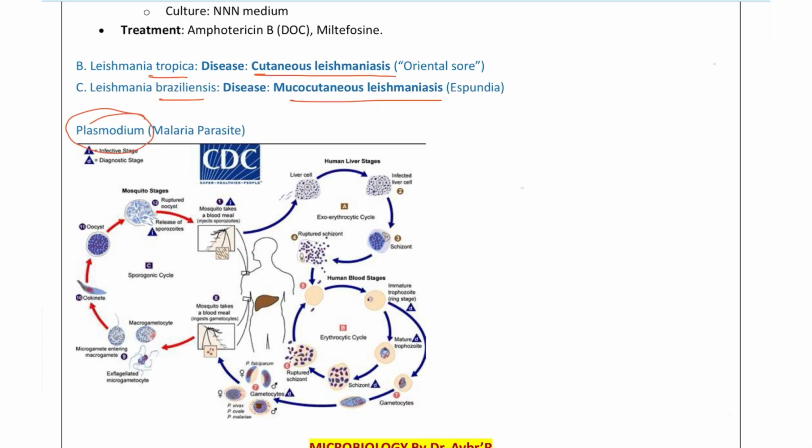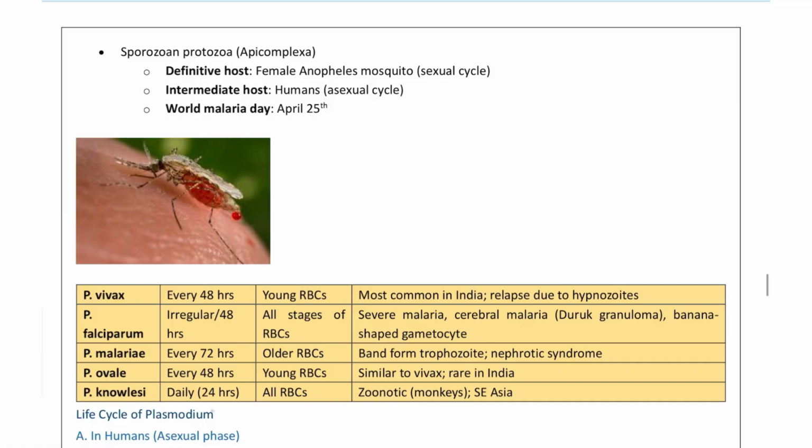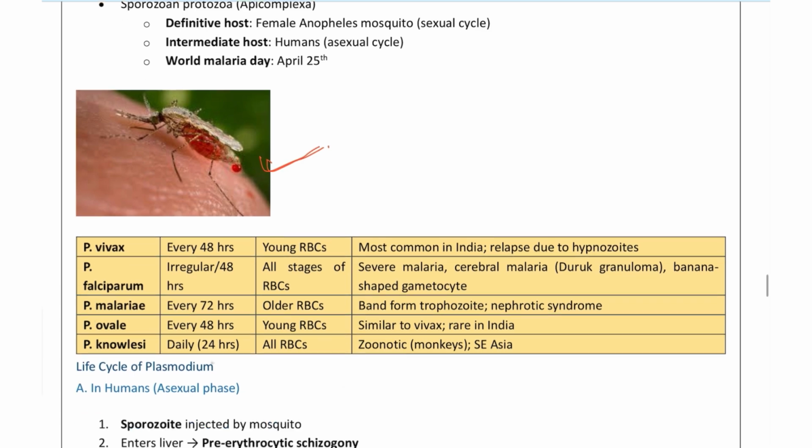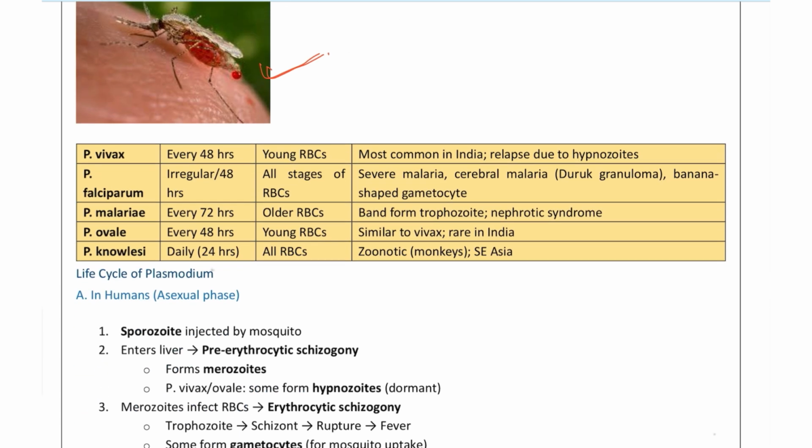Next, coming to the Plasmodium, the malaria parasite. You all know the most common vector is the Anopheles mosquito, and there are different species: vivax, falciparum, malariae, ovale, knowlesi. Falciparum is the most common worldwide, and vivax and ovale most commonly are going to cause hypnozoites. That means relapse is going to be seen.